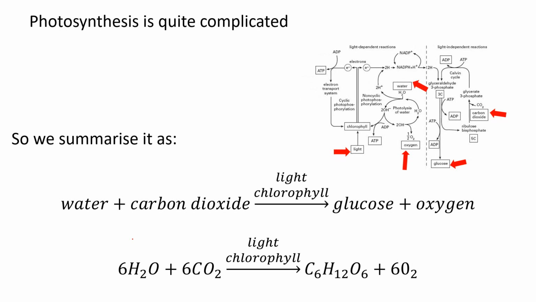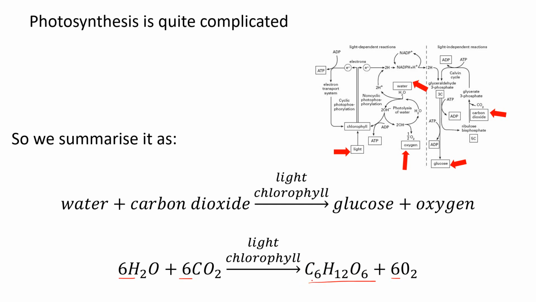We summarize the equation as water plus carbon dioxide in the presence of light and chlorophyll changes into glucose plus oxygen. You need to remember that. You also need to remember the chemical equation, which is 6H2O plus 6CO2 goes to C6H12O6 plus 6O2. Those 6's there, if you're a chemistry student, you should be able to balance this out yourself. You know you're going to have 6 carbons over here because there are 6 carbons in glucose.